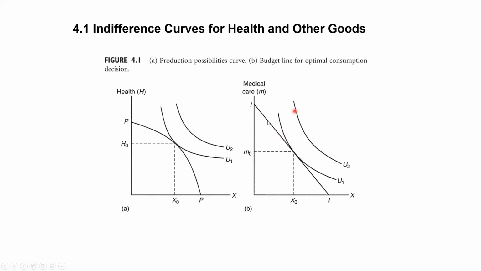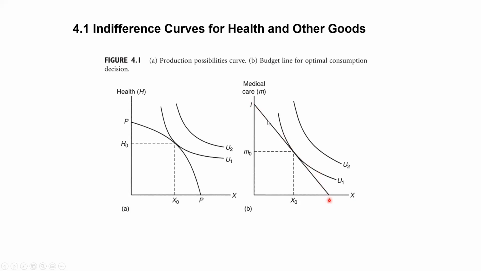So given a certain level of income, this I, what is the level of medical care and X goods that will give you the highest possible utility? And this is tangent to this utility curve. And that is the most optimal combination of medical care and X goods that you need to have given your income, given your status. So this is tangent to this indifference curve.